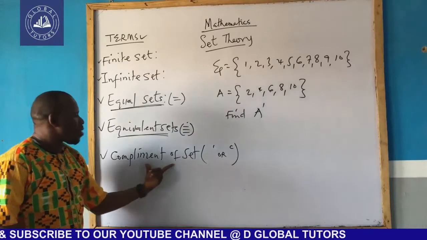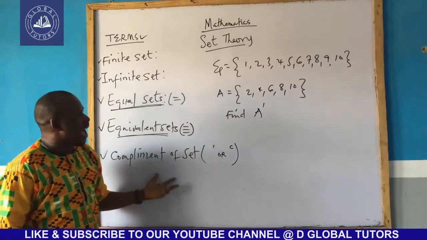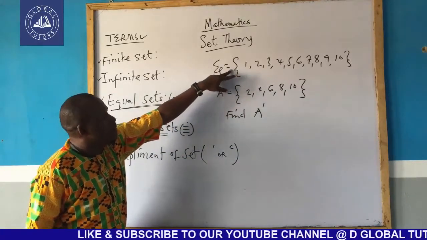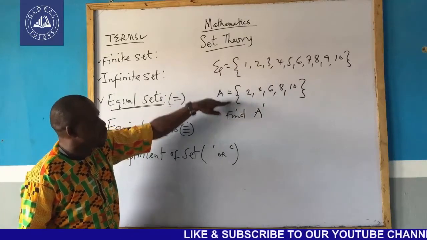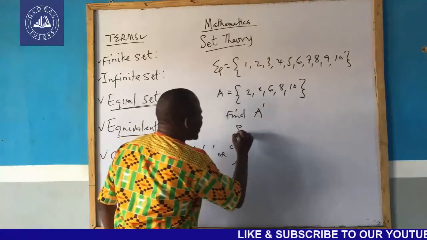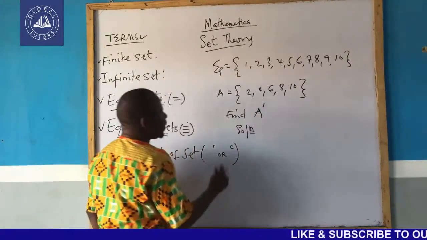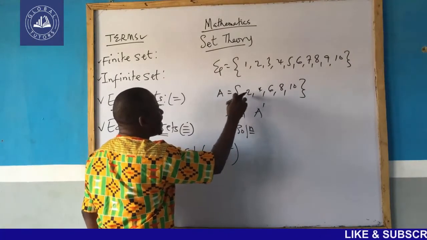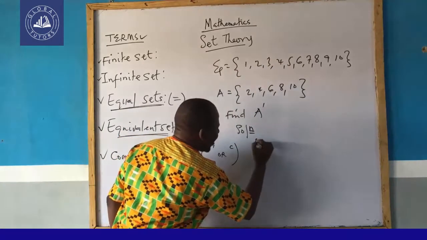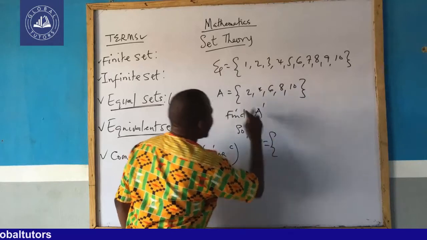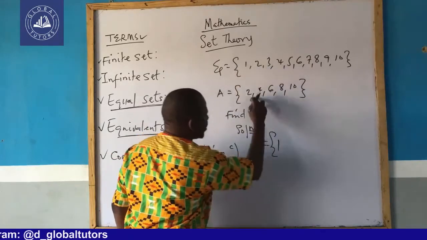I'll come again. Complements of a set are the list of elements present in the universal set but not in the set in question. So to solve this, we're going to look at what elements are in the universal set but are not in A. So A complement becomes 1, which is here, 1 is not here.